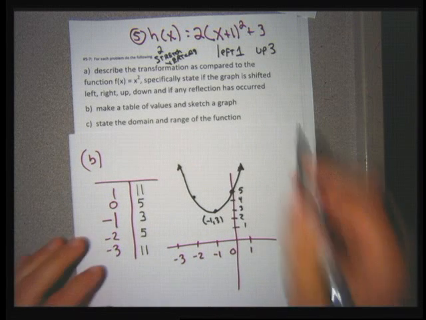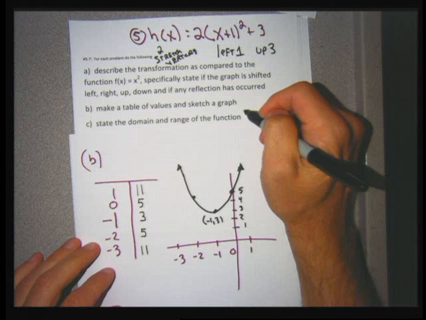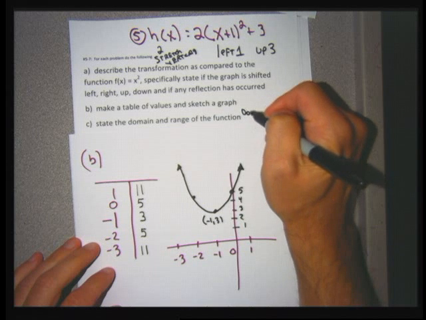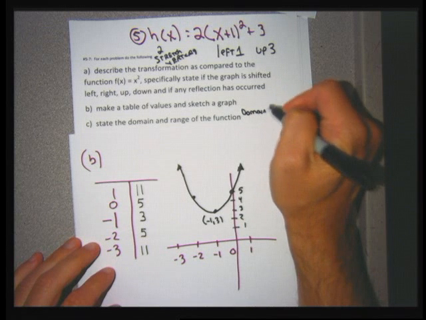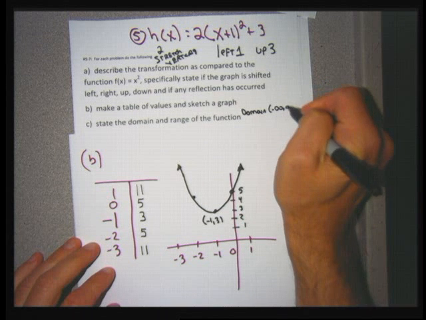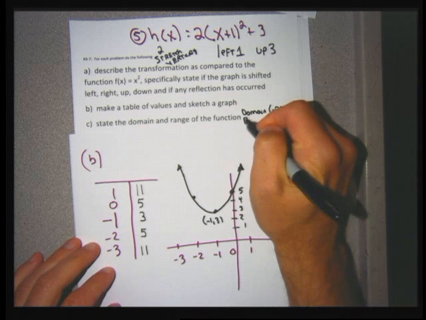Now I want to do the domain and the range. Those are easy. The domain for all the parabolas was always negative to positive infinity, and there's no algebra to do. For the range, I'm going to read bottom to top.